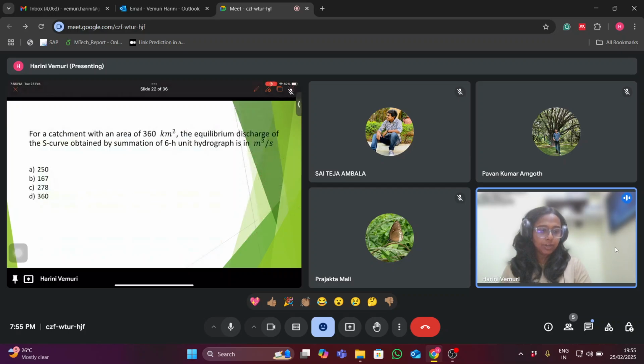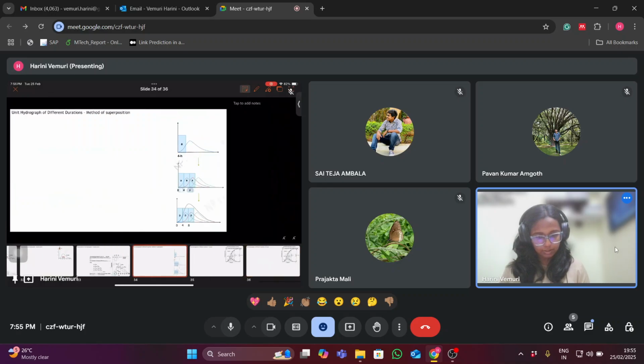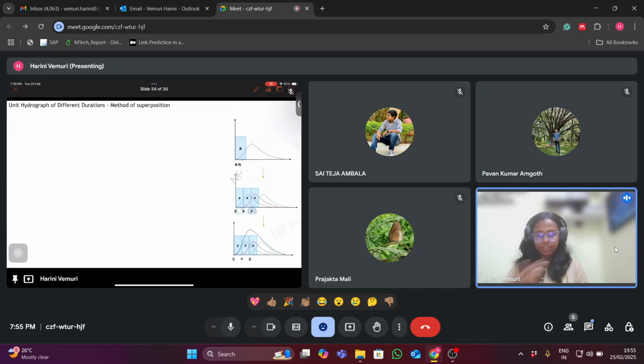And I'll give a quick idea of how to calculate unit hydrograph for different durations. So here, as we have discussed before, suppose we have a unit hydrograph for 4 hour duration. So a 4 hour duration unit hydrograph is available. Okay, and we are trying to calculate for 12 hour. First we will use the method of superposition. To get the 12 hour unit hydrograph, we need three hydrographs, right? So we will have three hydrographs, each of them lagged by 4 hours. So this is our first hydrograph, second and third.